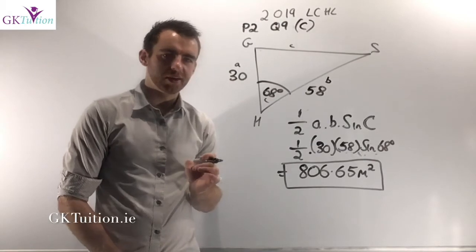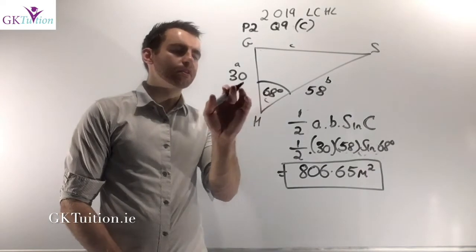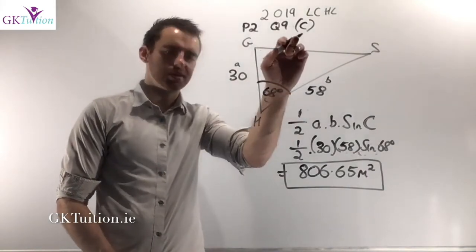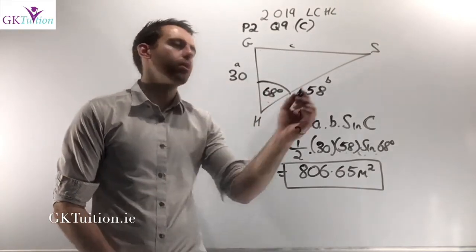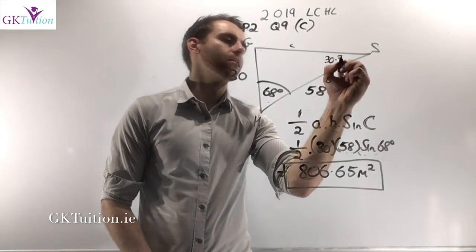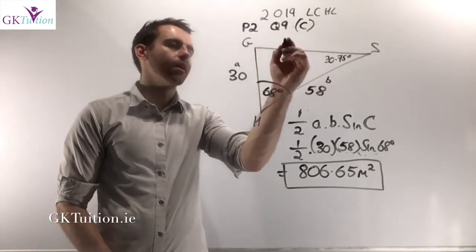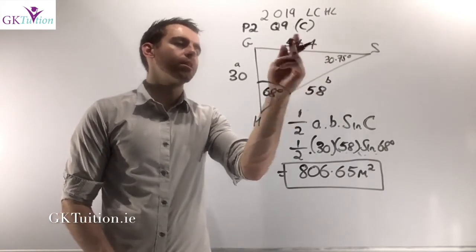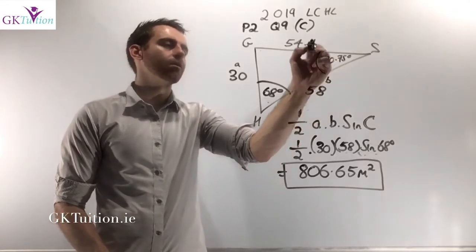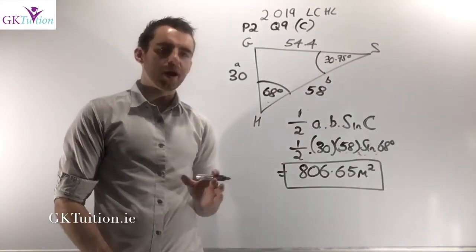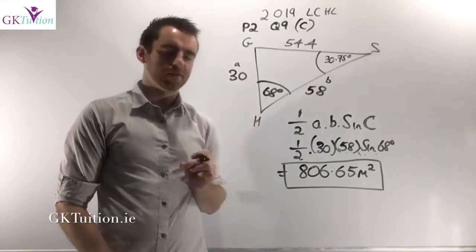All I'm trying to stress here is, in order to get the area of a triangle, you have to use the angle and then the two sides around it. You cannot use this side. If you're using the angle 68, you have to use 30 and 58. Previously, we've worked out that this angle is 30.75. If you want to use that angle, you would have to use this side and this side, which we've worked out previously as well. But I've decided to use the angle 68, and that means I have to use the side 30 and the side 58.